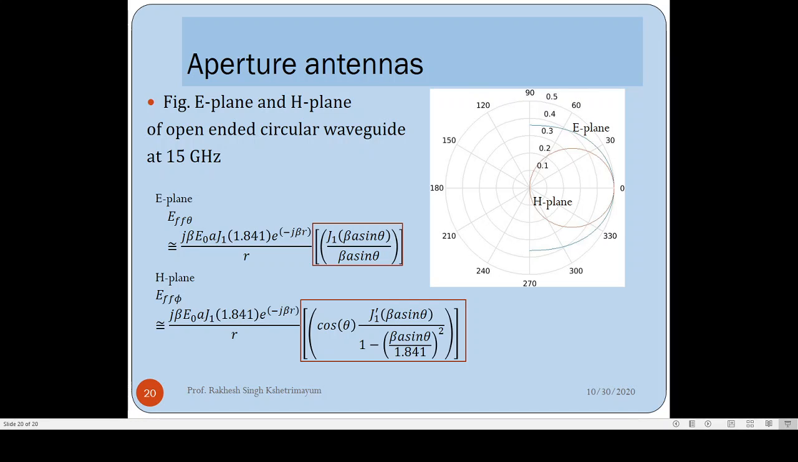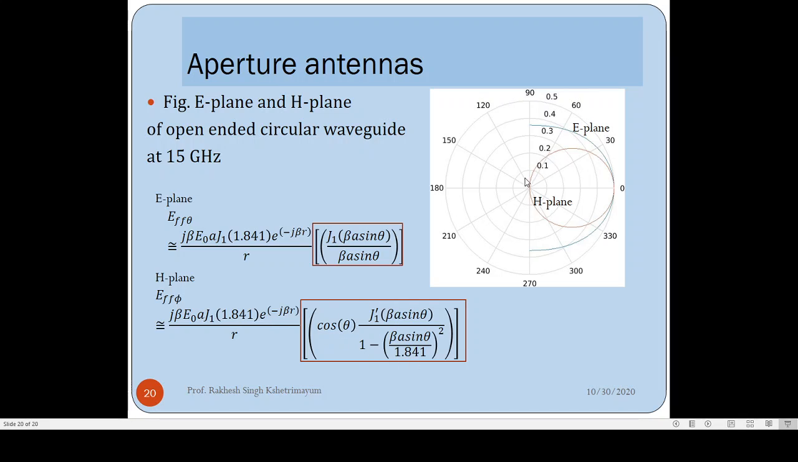Bessel's functions can be plotted with besselj. Bessel J1 will give you Bessel's function of first kind of order 1. You can plot it. This is the E plane, and the H plane is basically, as I told you, this cosine theta would be the dominant term. So you have a cosine function like this, maximum at theta equal to 0 and minimum at theta equal to pi by 2. And this term also you need to include while you plot it. This J1 dash beta a sin theta, J1 dash can be plotted easily in MATLAB. You can find it out.